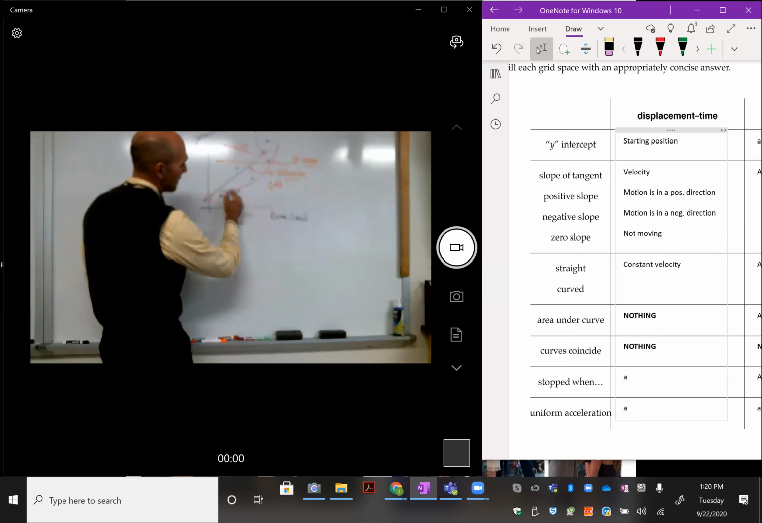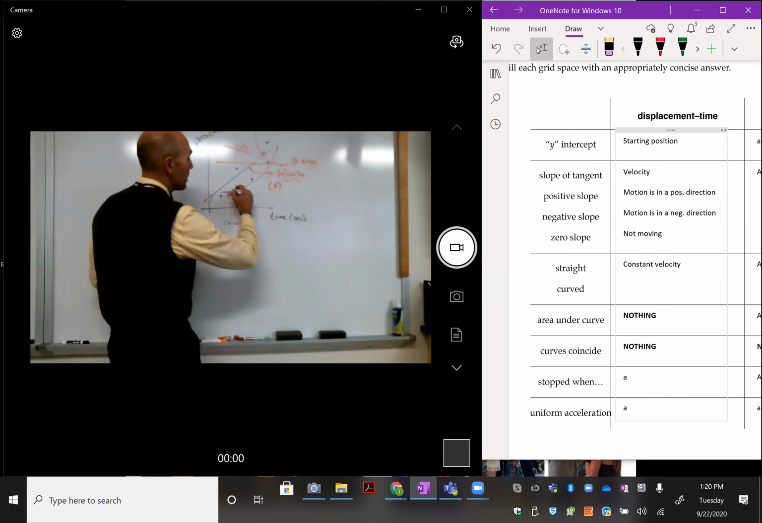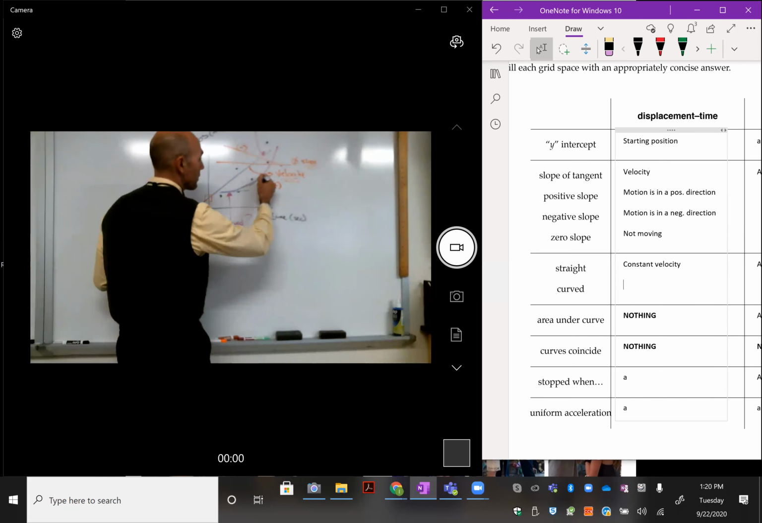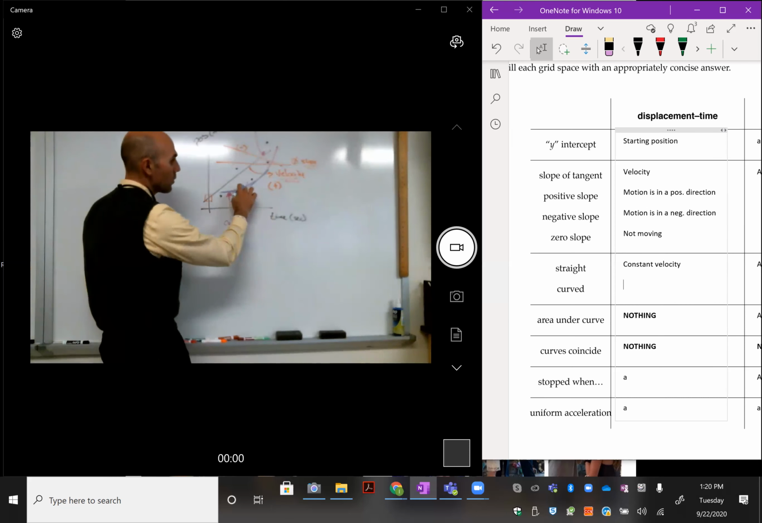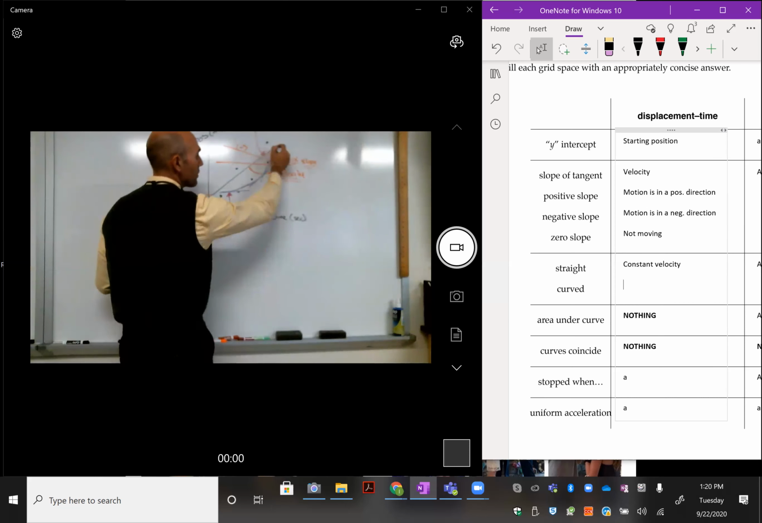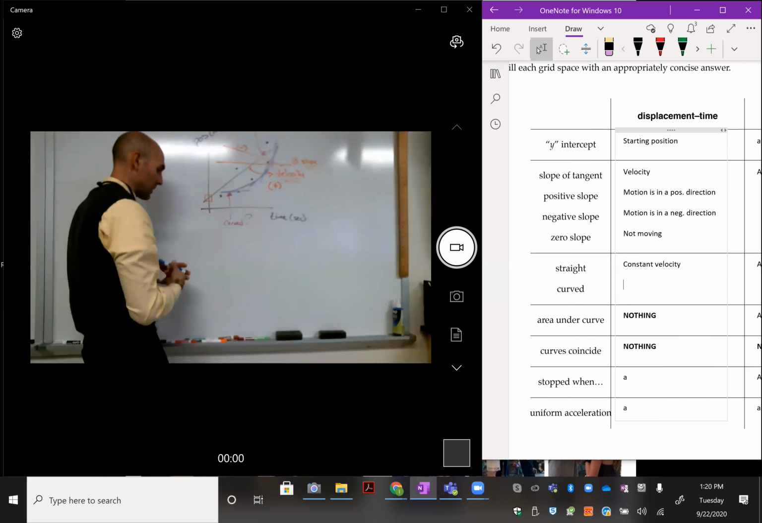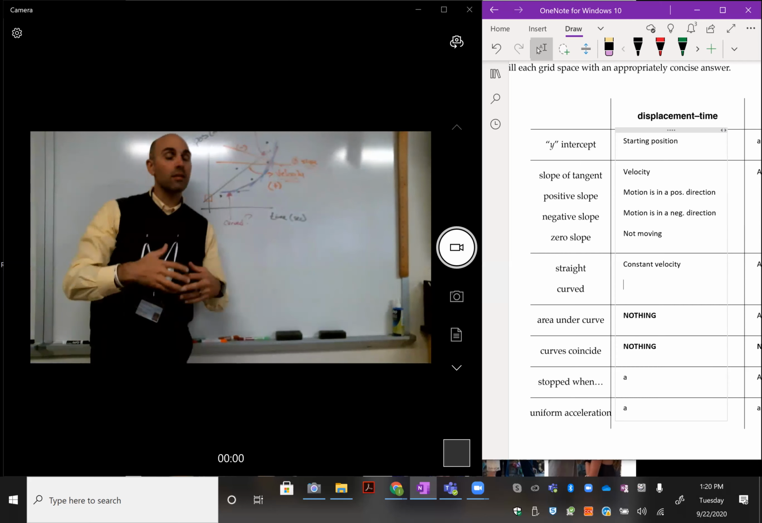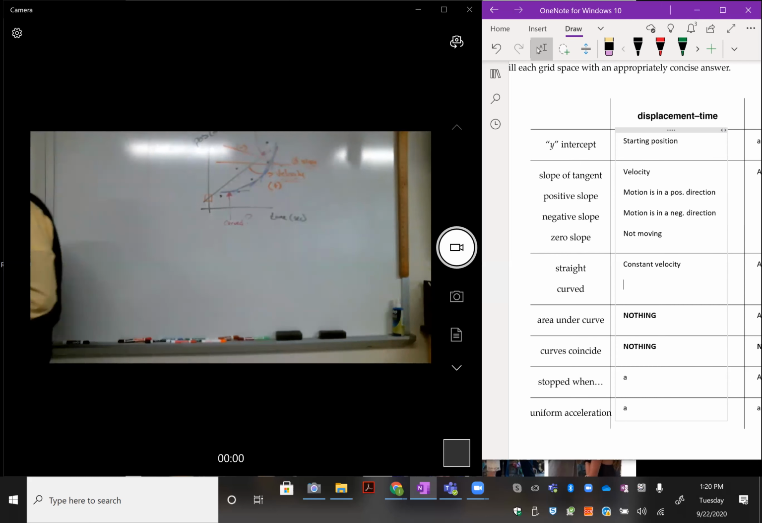The velocity here is one value. The velocity here is another value. The velocity here is another value. Notice we have 3 different slopes, 4 different slopes, 5 different slopes. So along that line, the velocity continues to change. So for that reason, when we have a curved line, we have a changing velocity.